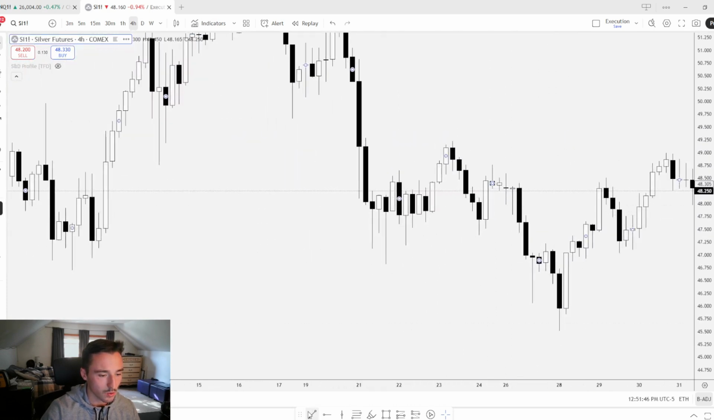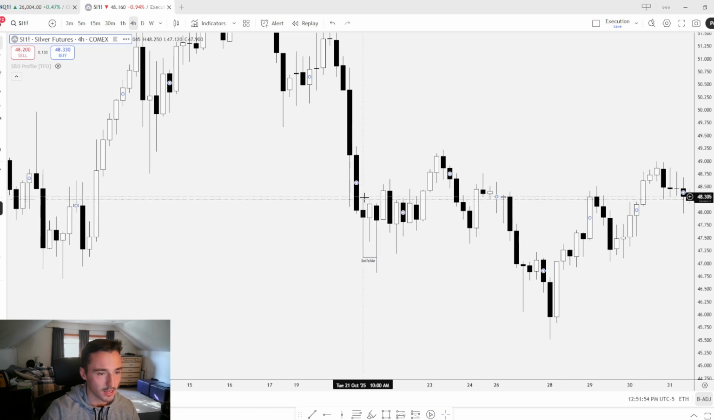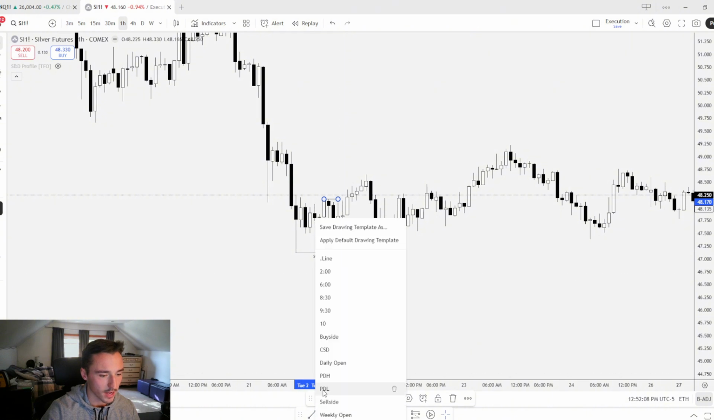So in this case, we have this sell side liquidity mark right here. We have sell side liquidity resting right here, and we don't have buy side because there's no swing highs yet. So if we were to trade an intraday session and there's no swing highs, if we just go down to the hourly chart, let's say we wanted to trade from this sell side, now we have a buy side liquidity mark right here because we have a swing high, right?